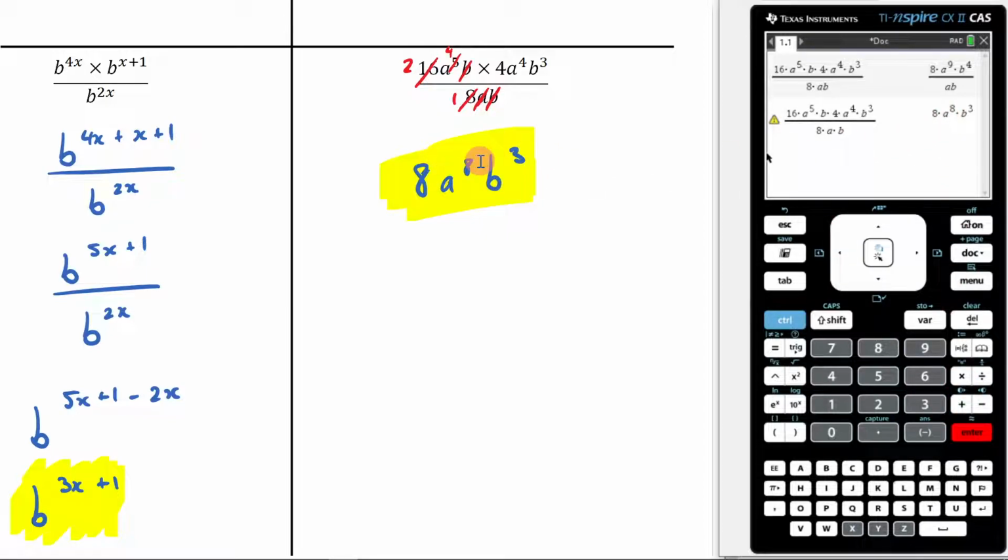There's my answer. So don't freak out when you make a mistake. Take your time with it. You can do it. This is why we go through things on the CAS. Remember, everything we do by hand, you need to know how to do on the CAS. Perfect. Hopefully you found this helpful. I'll see you in the next one.